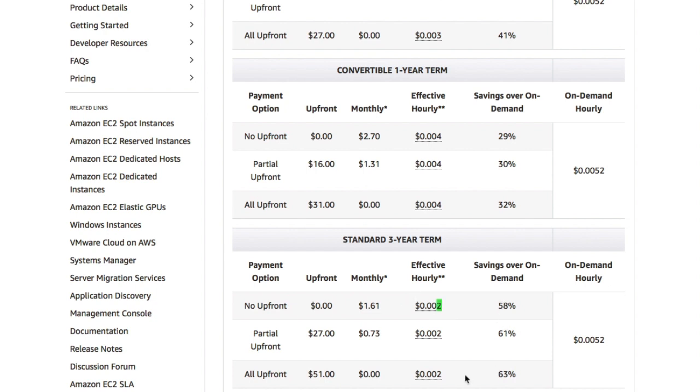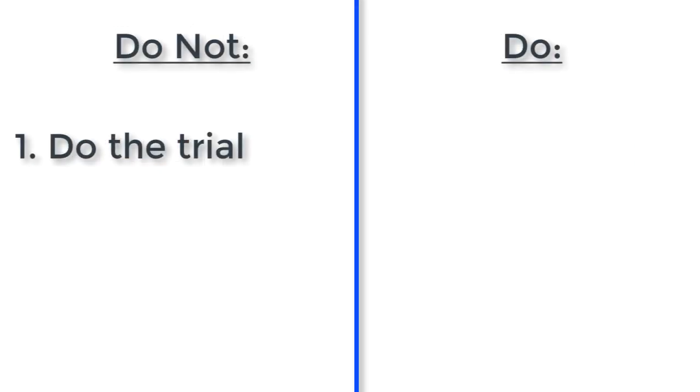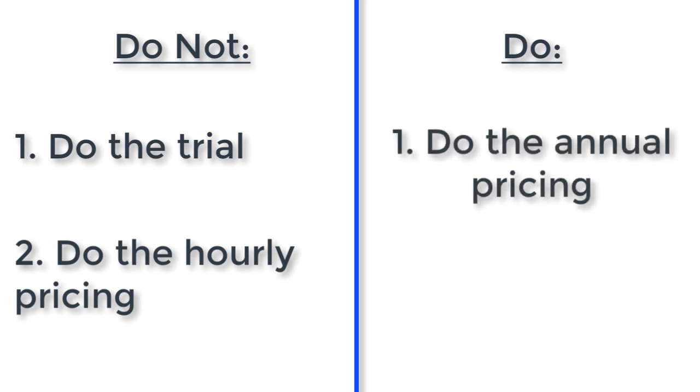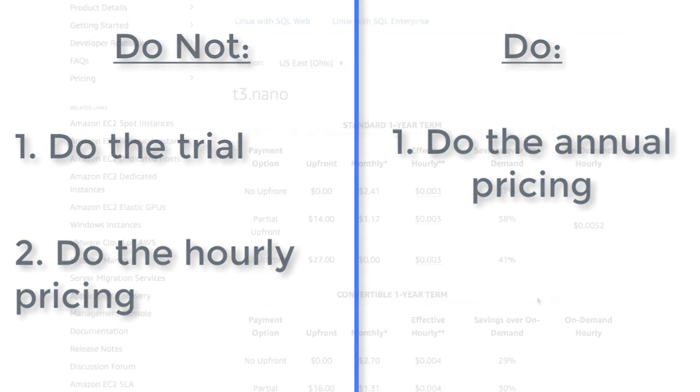So understand that really there's two pieces here that are going to get you. One is definitely if you see an option for a trial, don't do the trial unless you're like a very organized person that will remember to go back and turn the trial off. Do not set up and do hourly pricing on anything. Buy FileMaker software on an annual basis and EC2 instance on an annual basis.